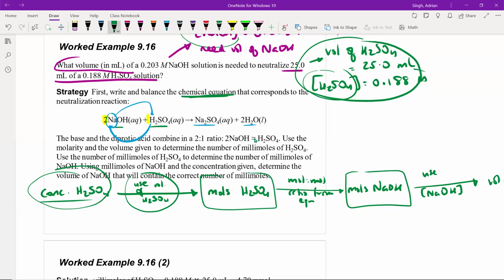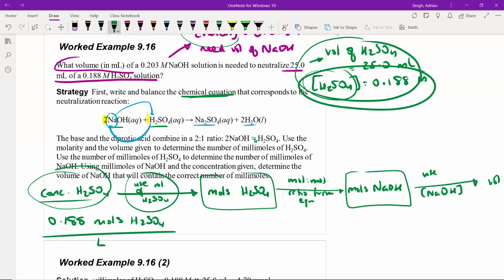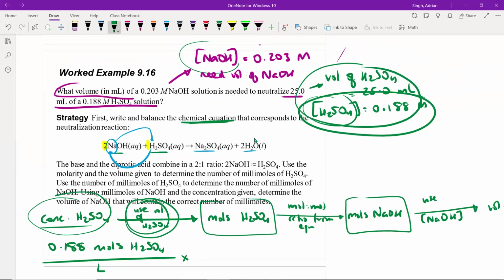We have our concentration, 0.188. So that's 0.188 moles of H2SO4 for every liter of solution that I have. Well, do I have volume in liters? I have volume in mL, 25.0 mL. In order to use that, we need to make sure it's converted to liters. So we divide by 1,000, that's 0.0250 liters. So we stick that in here now. We want to multiply the concentration by the volume. So we have the 0.0250 liters on top, put that over 1. So we have moles of sulfuric acid as the unit I'm left with.